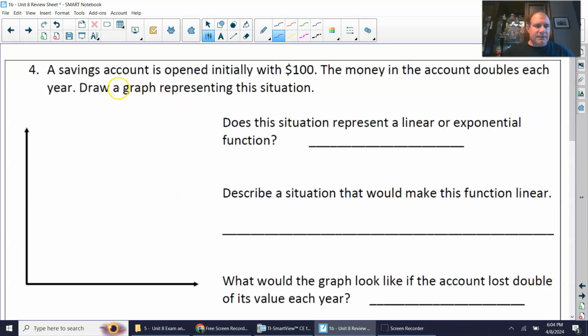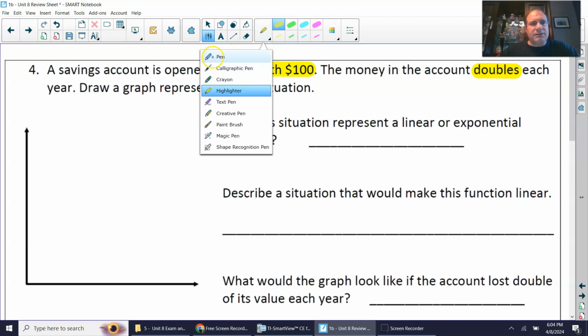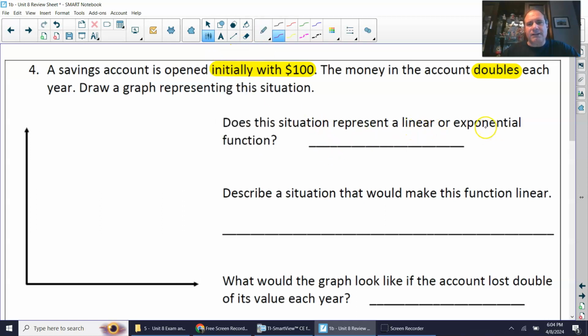So in number 4, a savings account is opened initially with $100. So initially with 100, the money in the account doubles. There we go with the doubles. Each year. Draw a graph that represents this situation. Does this situation represent linear or exponential? If it doubles, that is an exponential function. It's not constant. Key word here.